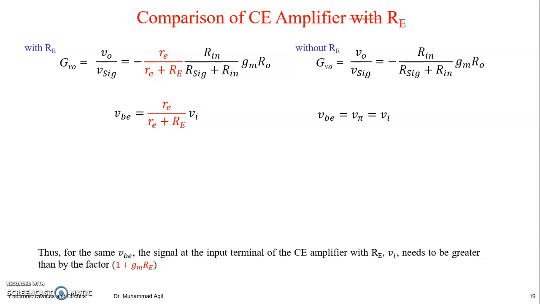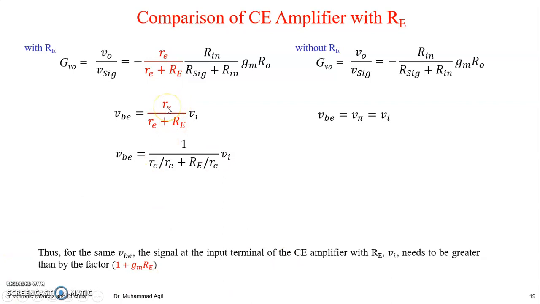Now we are going to see computationally, with expressions, how it is happening. Here we can see Vi is equal to V pi is equal to VBE. It means the part of the V signal out of Rin and R signal is Vi, and it appears directly as VBE. Here the part of V signal across Rin becomes Vi, but it is not VBE. The VBE will be further a part of this Vi. How much part? This much fraction.